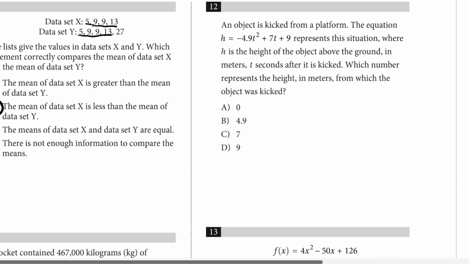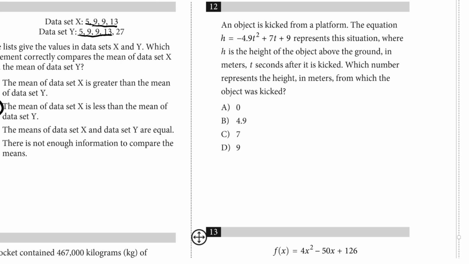Number 12. An object is kicked from a platform. The equation h equals negative 4.9t squared plus 7t plus 9 represents the situation where h is the height of the object above the ground in meters, t seconds after it is kicked. Which number represents the height in meters from which the object is kicked?